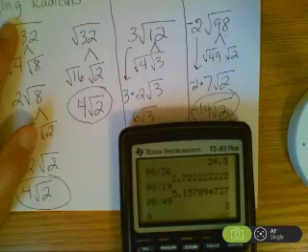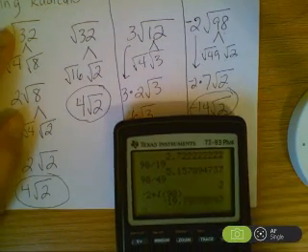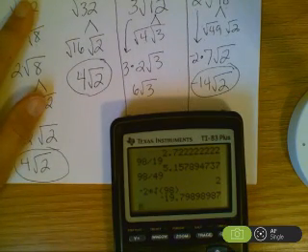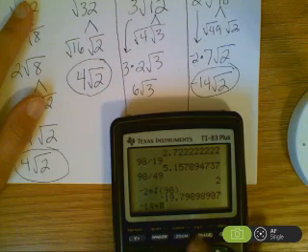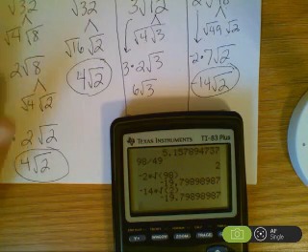And again, you can check that with a calculator. Negative 2 times the square root of 98 gives me negative 19.7, etc. Negative 14 times the square root of 2 also gives me negative 19.7, etc.